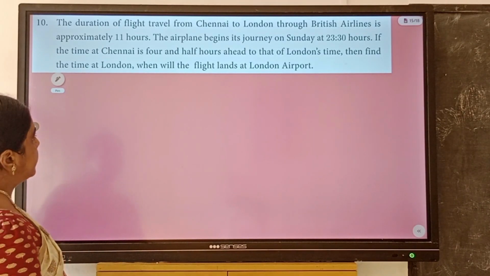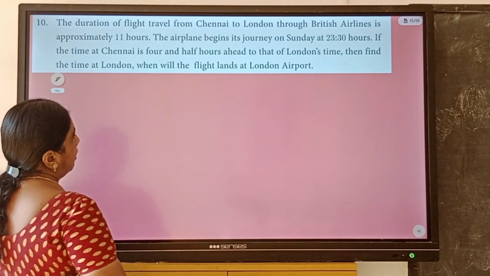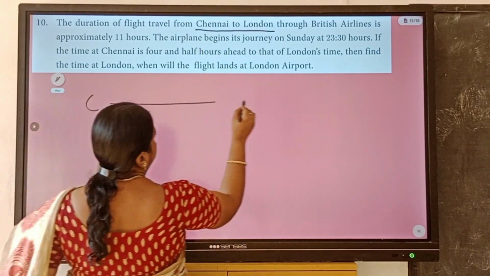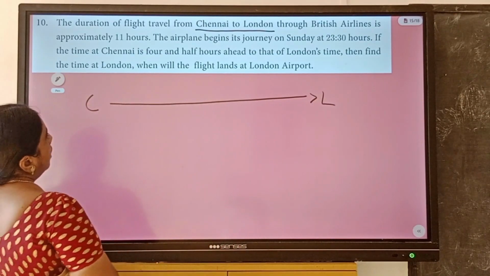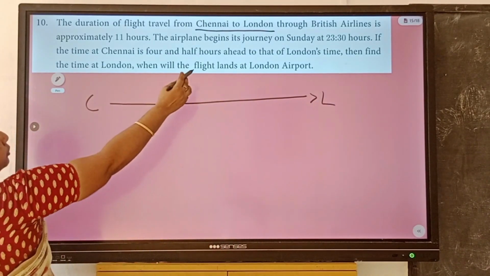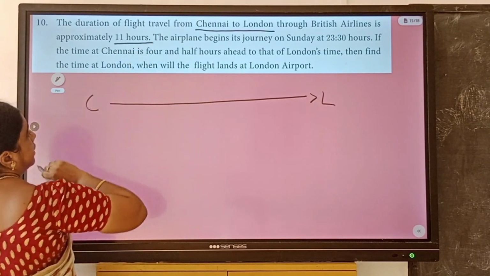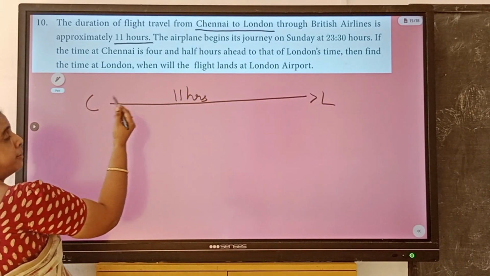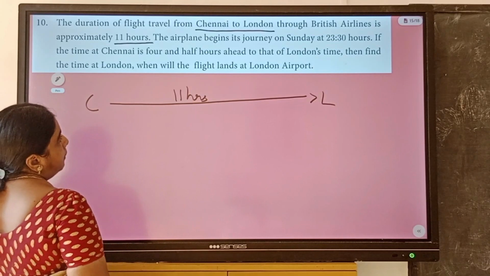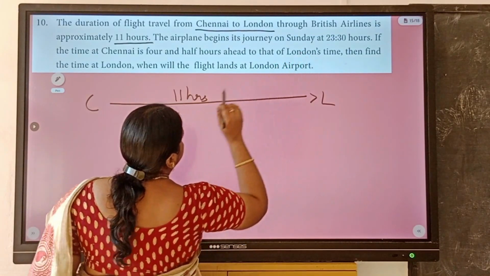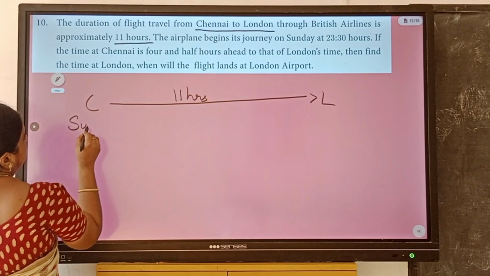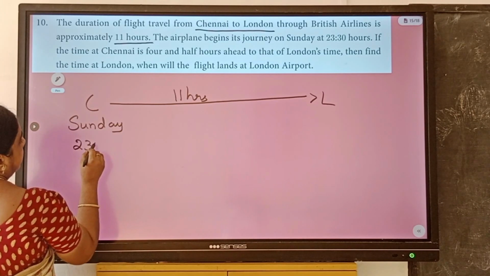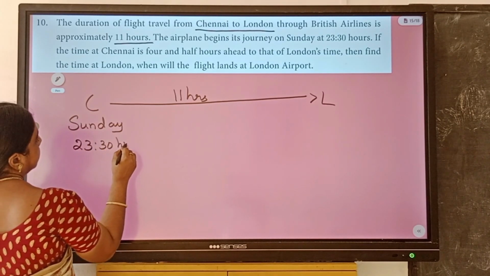Now the last sum of the exercise: the duration of flight travel from Chennai to London. A person is traveling from Chennai to London. How long is the flight? Through British Airways it is approximately 11 hours. So 11 hours it takes for a person to travel from Chennai to London. The airplane begins its journey on Sunday at 23:30.